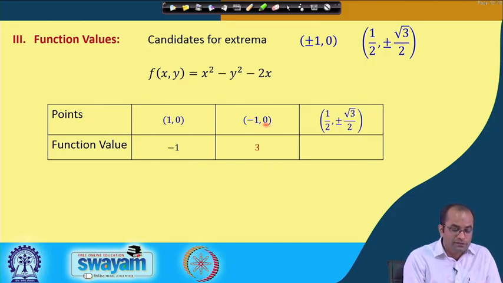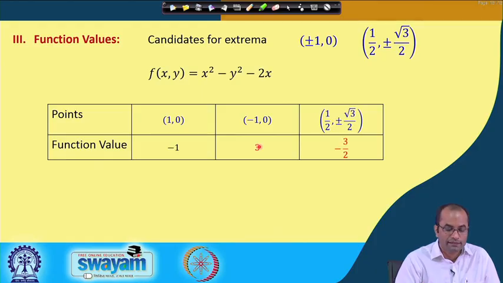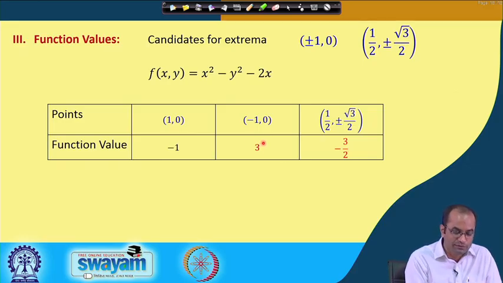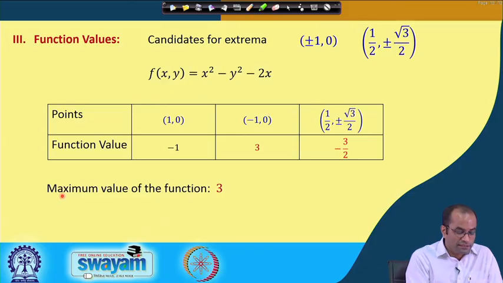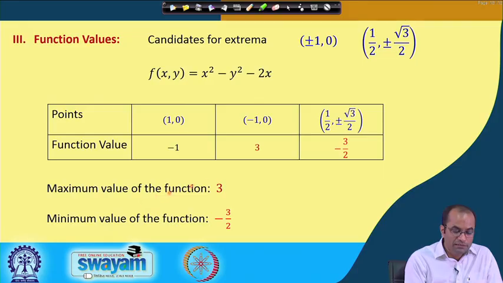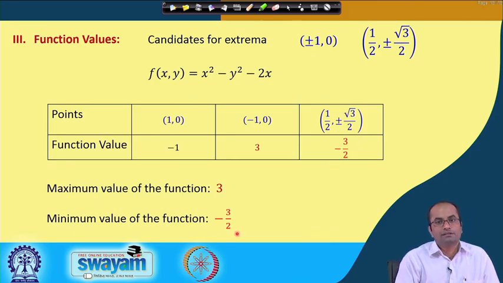Here we take minus 1 0. So, minus 1 for x. So, we have 1 there and then this is 0 and then here we have 2. So, we have 3, and at this point similarly if we compute we will get minus 3 by 2. So, here we see that the maximum value is achieved at this point minus 1 0, where the value of the function is 3 at this point. So, the maximum value of the function is 3 and the minimum value is at these 2 points here, where the value of the function is minus 3 by 2.